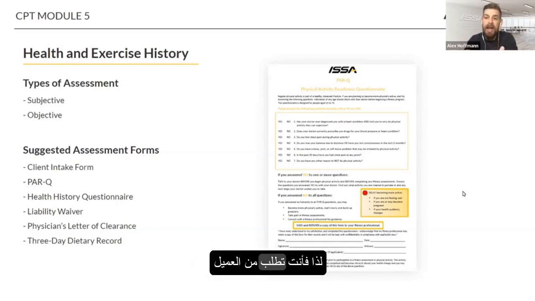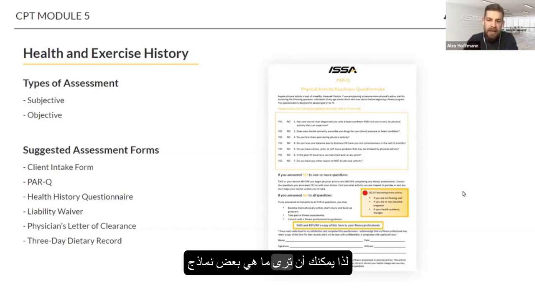So you're asking the client to rate themselves on various aspects of fitness, or rate how important certain goals are to them. And then you're also going to have objective assessments, which are measurable data that you can actually use, and that would come in relation to the client's health history. So are they or aren't they taking medication? What's their height? What's their weight, et cetera? That's the type of measurable data that we can get from these health and exercise history forms.